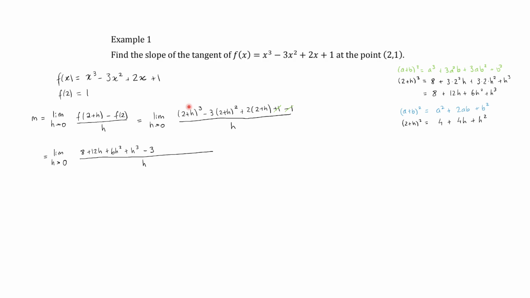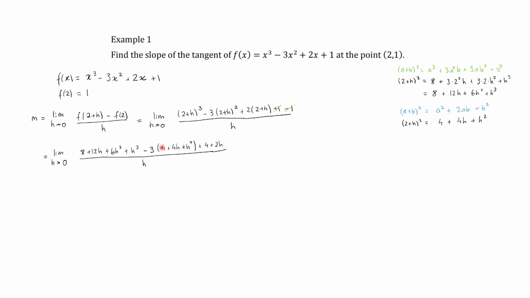So here we are going to have negative 3 times 4 plus 4h plus h squared. And now all we have to do is just expand that last term. So 2 times 2 is 4. So plus 4, and plus 2h. There we go. Okay, so that's the expression that we should be left with for now.